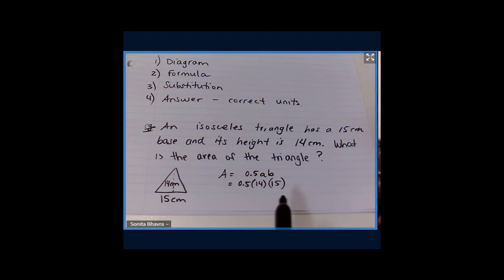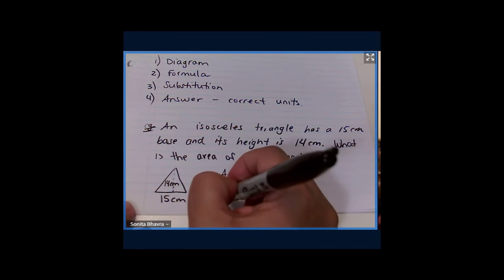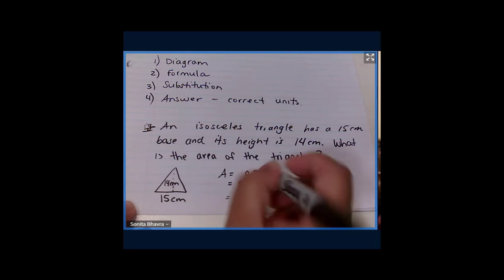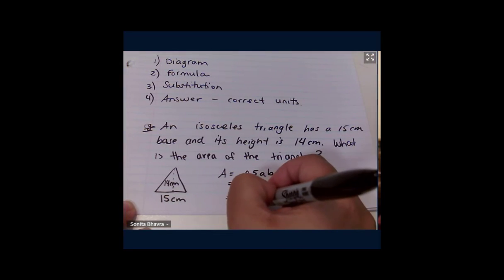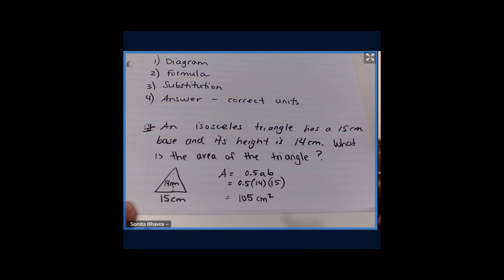When you put this in your calculator, it's 0.5 times 14 times 15, and you should get 105, and the units are centimeters squared because it is area. Again, units are very important.